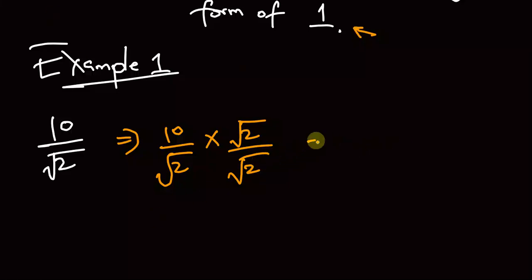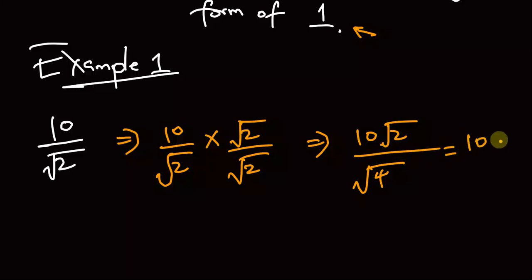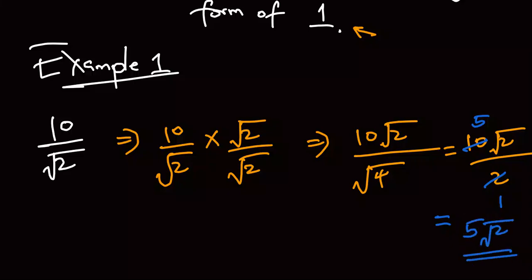So this in turn is going to be 10 root 2 divided by, what is root 2 times root 2? It is root 4. But we know what root 4 is. So it will be 10 root 2 divided by root of 4, which is 2. We can simplify by 1 by 5. So our final answer is going to be 5 root 2.